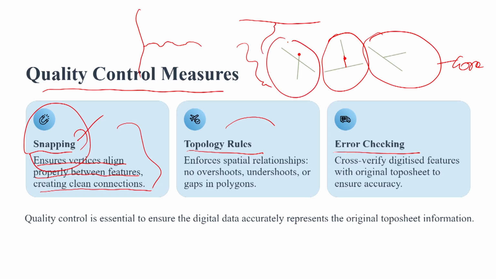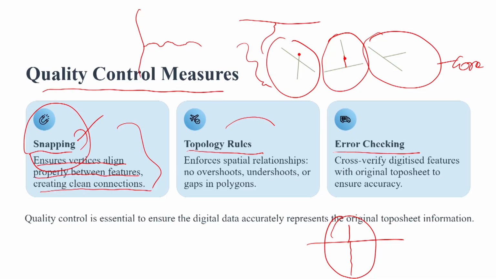See, look here, one line I want to connect exactly here, but it goes somewhere here; this is called an overshoot. Okay. So, these are the things we have to carry out as quality control measures.